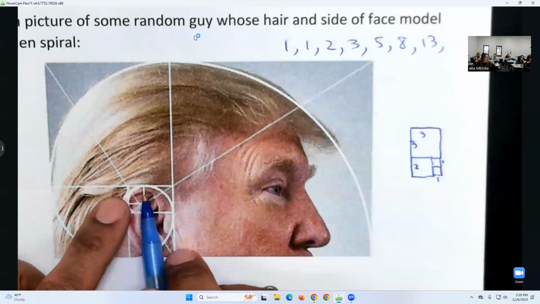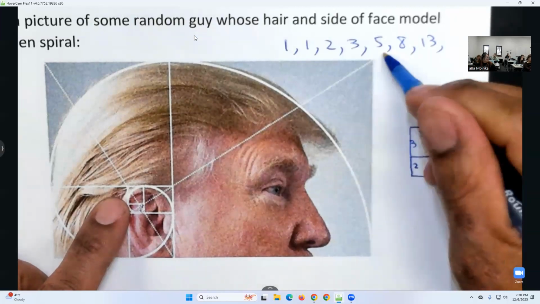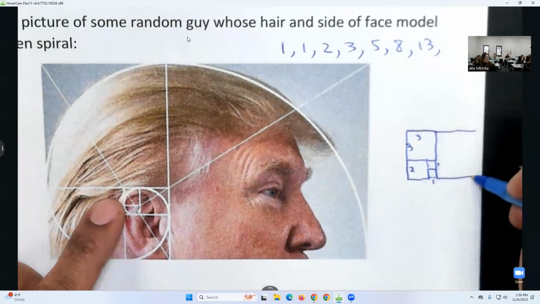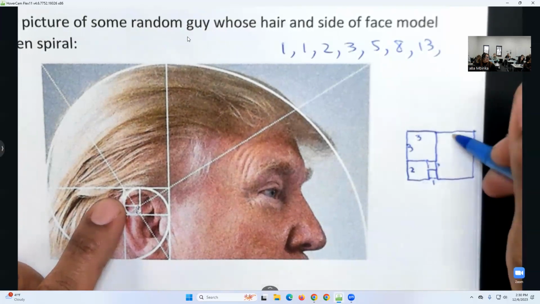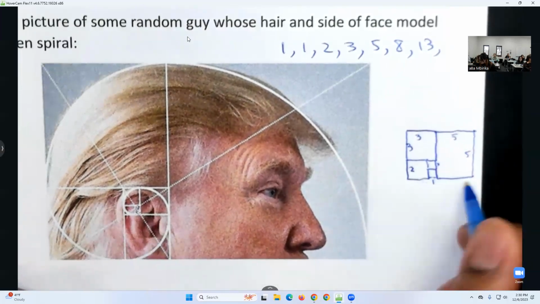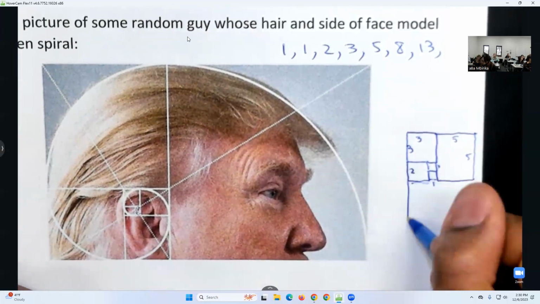And now this length is 5, obviously, which is that next Fibonacci number. So we're going to stack on a 5 by 5. Uh-oh, bad idea, I'm at the edge of the page. 5 by 5 there. And now this length is clearly 8 at the bottom because we have a length 2, a length 1, and a length 5. That's length 8. Then we chunk here.